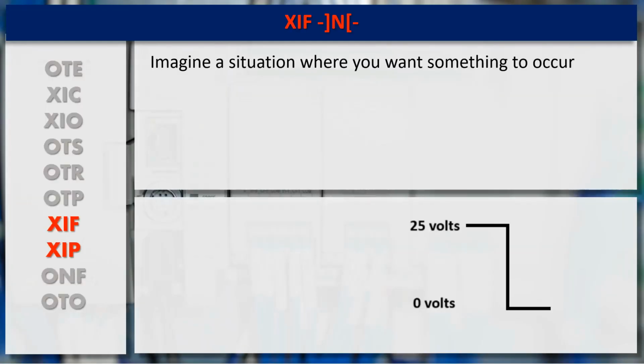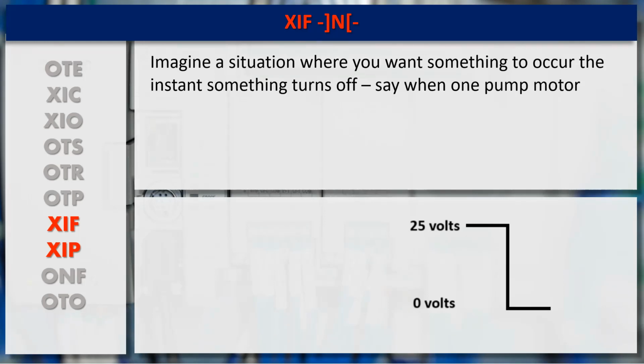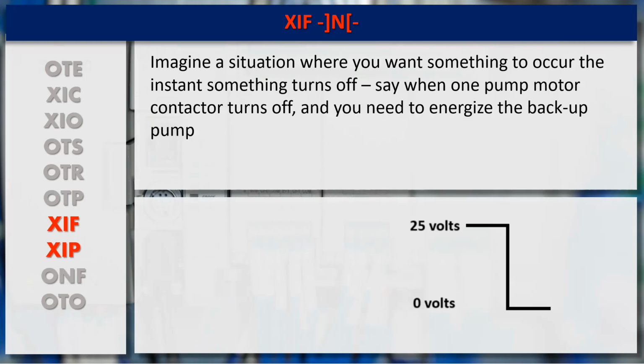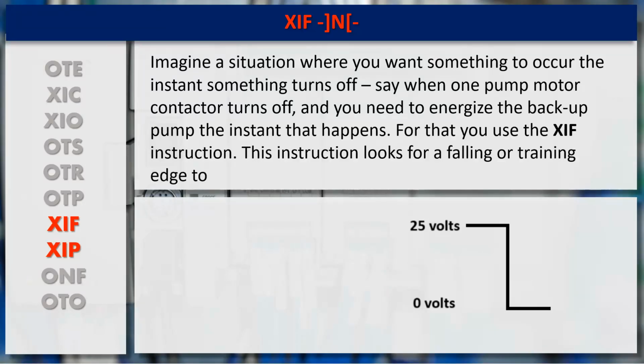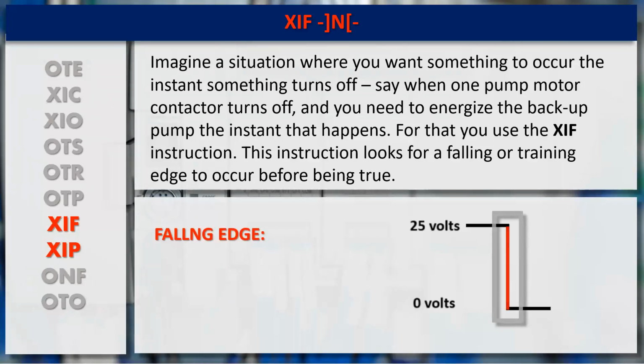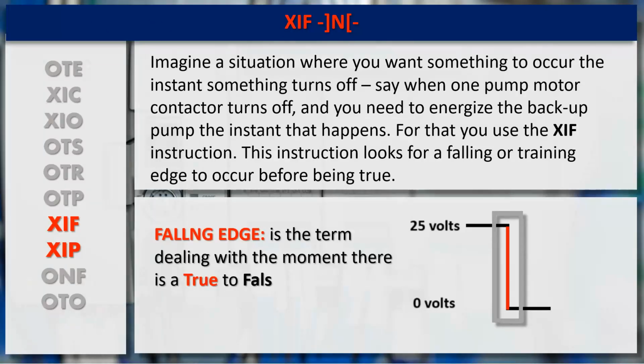Imagine a situation where you want something to occur the instant something turns off. Say when one pump motor or contactor turns off and you need to energize the backup pump the instant that happens. For this, you use the XIF instruction. This instruction looks for a falling or trailing edge to occur before being true. Falling edge is the term dealing with the moment there is a true to false transition. It's also known as the trailing edge.